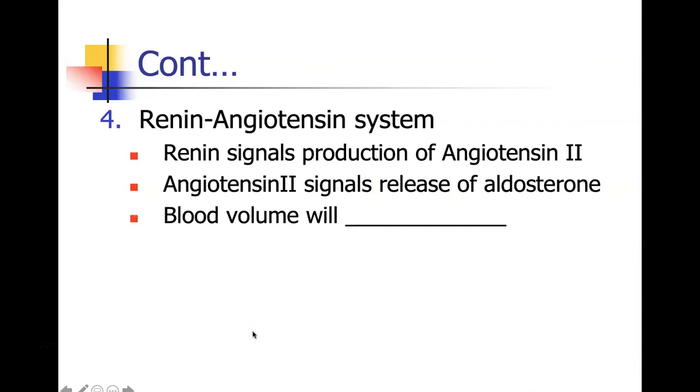This is another way of looking at the system, the renin-angiotensin system. Renin signals production of angiotensin 2. Angiotensin 2 signals release of aldosterone. We just talked about the actions of aldosterone being a retention of sodium, so blood volume will increase.